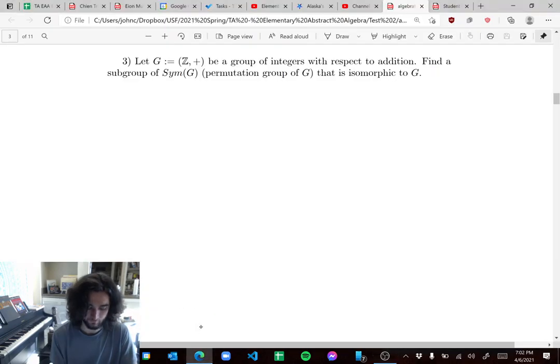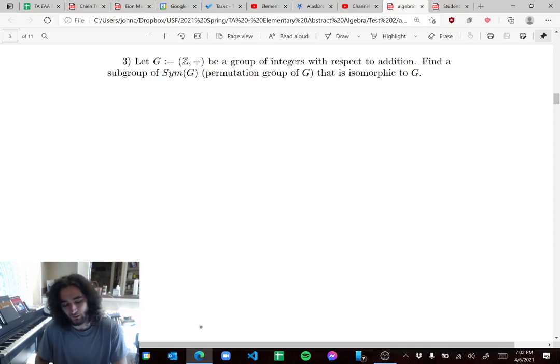Okay, number 3. Let G be the group of integers with addition. Find a subgroup of Sim G, the permutations of all the integers, which is isomorphic to the integers.